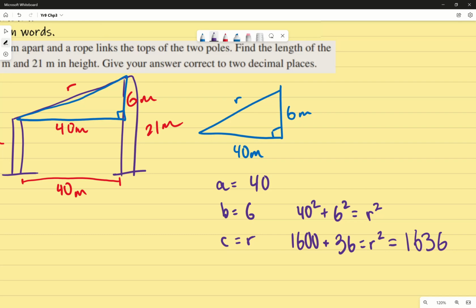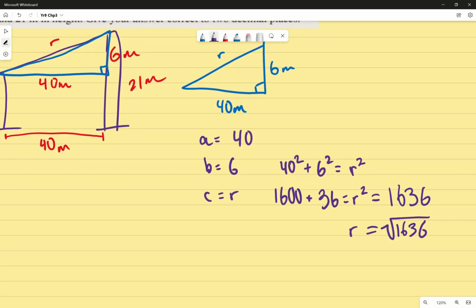No, because you need to do the square root. Thank you very much. So I'm going to write R equals the square root of 1,636. Now this is where most students would accidentally lose a mark. Can anyone tell me why they would lose a mark? We found R. We're not looking for R squared, we're looking for R. Why would students still lose a mark if we left the answer like this?